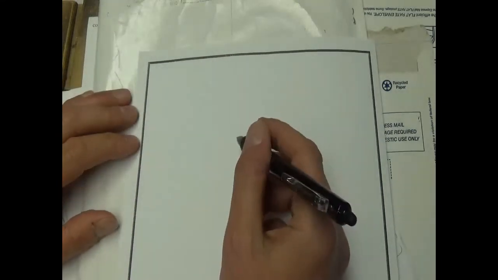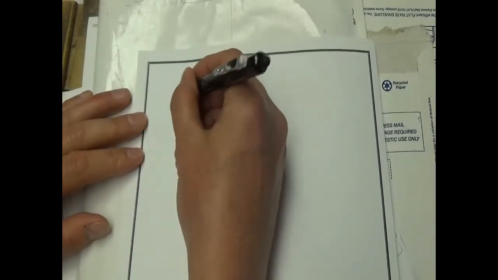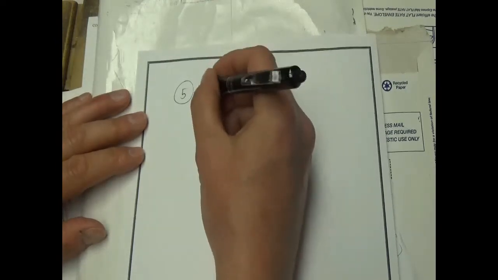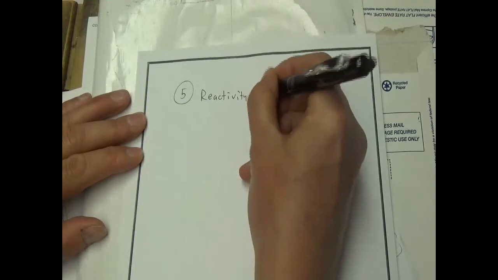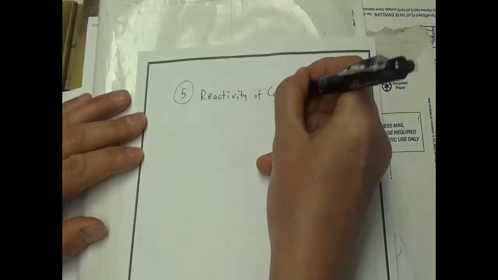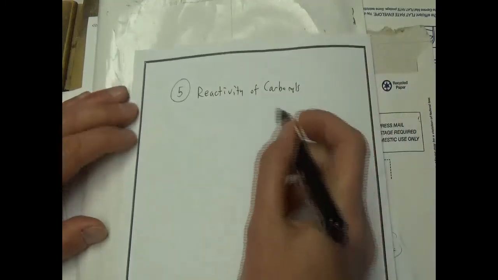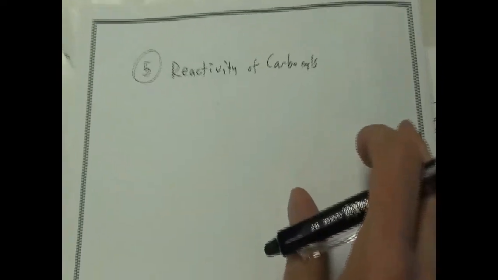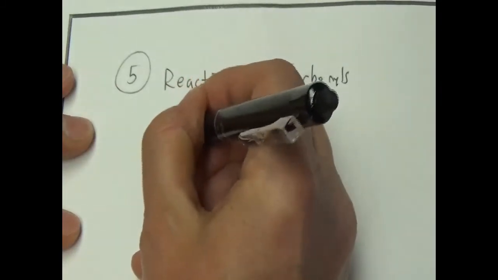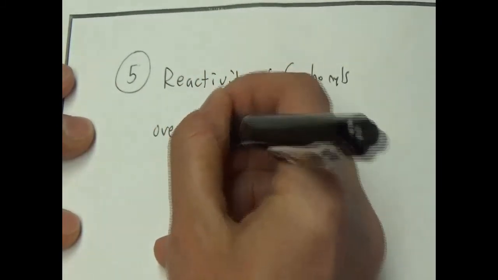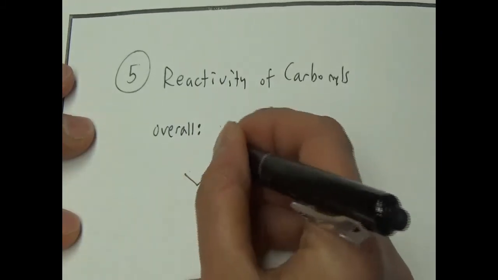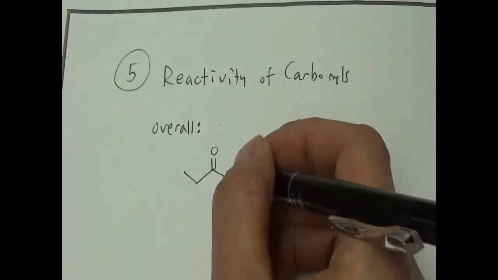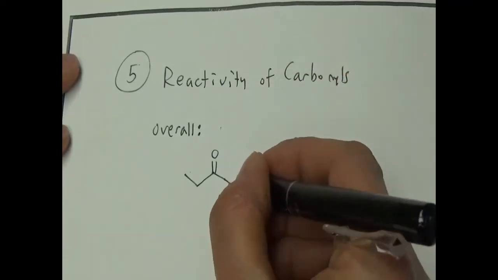Alright, so now, new stuff. Reactivity of carbonyls is new, for the most part. You've seen some of this, but general reactivity of carbonyls. Overall, if you think about a carbonyl like a ketone or aldehyde, what are the things that could possibly happen?